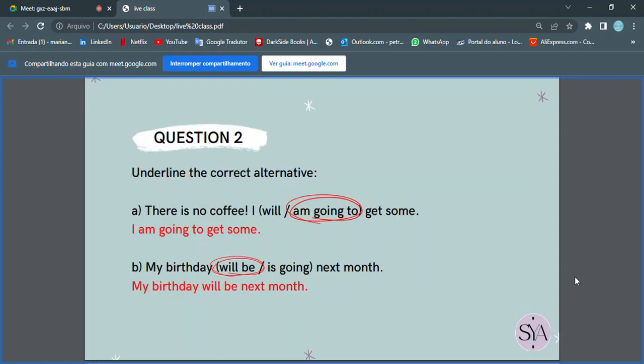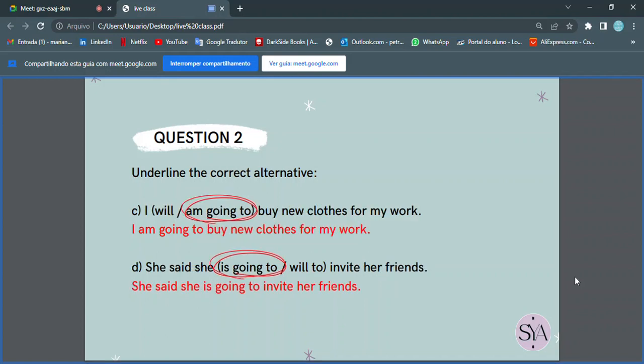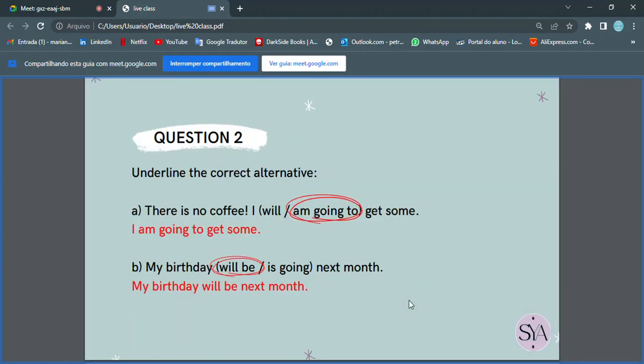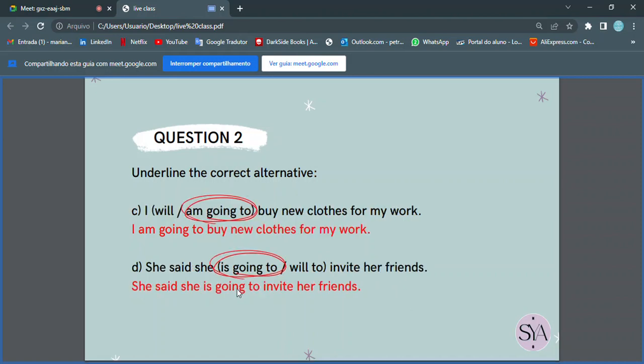The next one is the birthday. So birthday is not an action. It's not something that you do. It's something that happens to you. So the birthday will be next month. So here we believe or think something about the future. So we know, with belief, that the birthday is going to happen in the future because it's going to happen. So we use the will. The birthday will be next month.